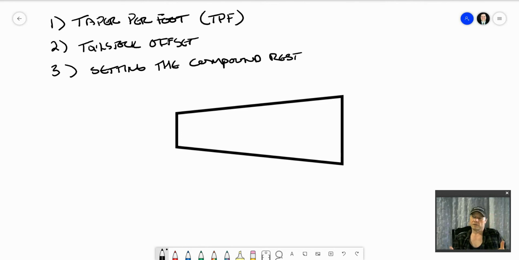So how do I know if I use the compound rest or I use the tailstock offset? Well, with the tailstock offset, you can manipulate the entire length of the part. So you can actually create a much longer and a much shallower taper. You have much more control over that taper.